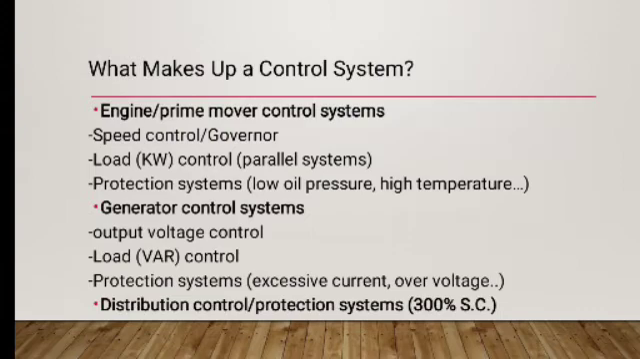And the second one is the generator control system. It has an output voltage control, load, and also protection system. And the last one is the distribution control or protection system. It means every part of a hydropower plant is composed of different control systems that the power plant has. So, in this report, we will focus on the generator control system.